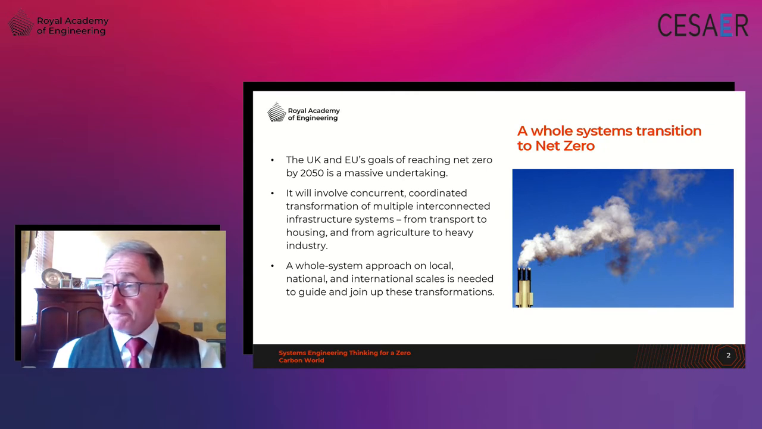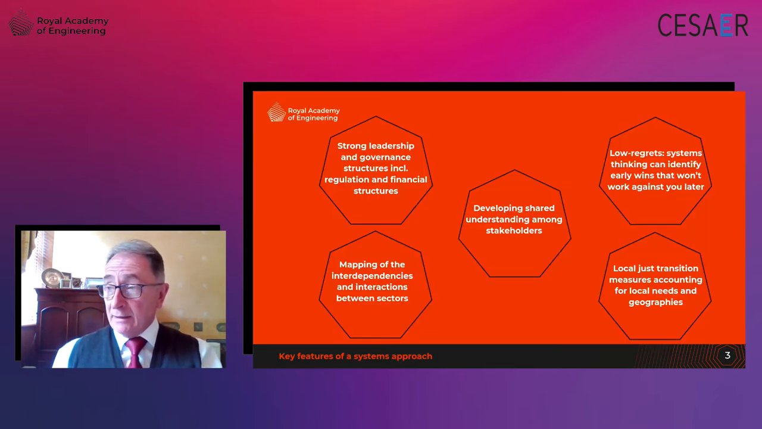Next, please. Here are the key elements that I would point out in terms of our proposition about taking a systems approach. There has to be strong and consistent leadership at the structural level in government, and that has to flow through to regulation and financial structures.